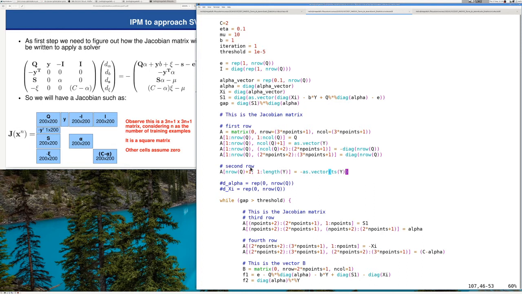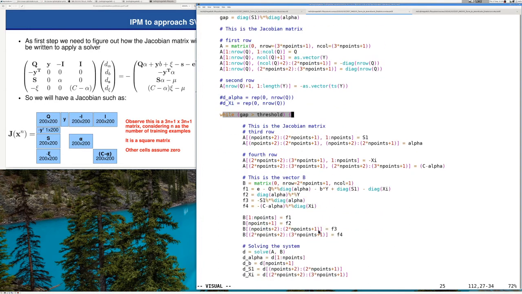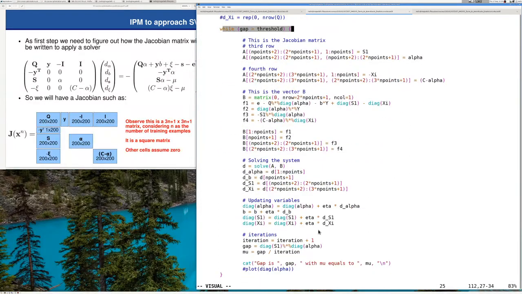Okay, sorry. Why I defined those guys here? Because they're not going to be adapted. They're going to be static along all iterations. So before starting my operation, I said, okay, let's define Q, Y, I, okay? Because those are static. While my gap is greater than a threshold, you are going to do something else.